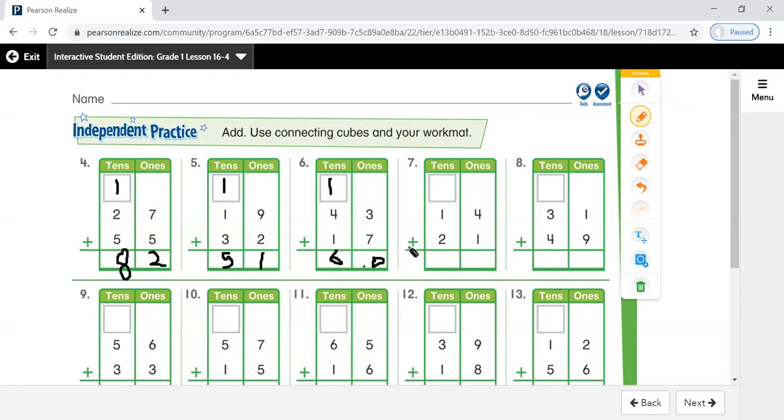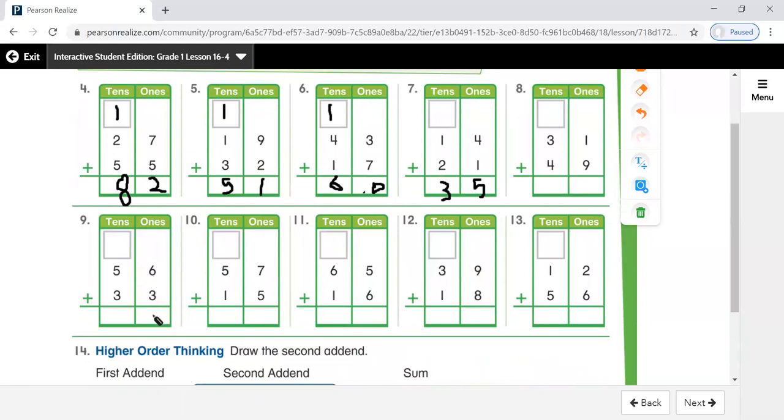So the answer is 60. Now here, 4 plus 1 equal 5. I know that 5 is less than 10, so I don't need to regroup ones here. I will continue. 1 plus 2 equal 3. Question number 8, try it yourself. 6 plus 3 equal what? Equal 9. 9 is less than 10, so I don't need to give 1 ten. What's the answer here? 5 plus 3 equal 8.